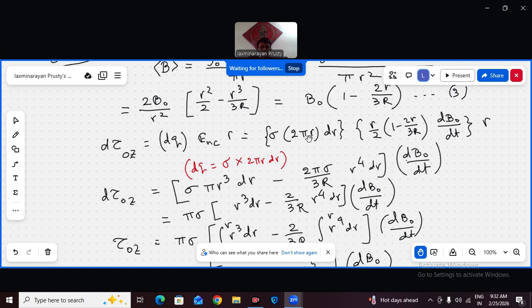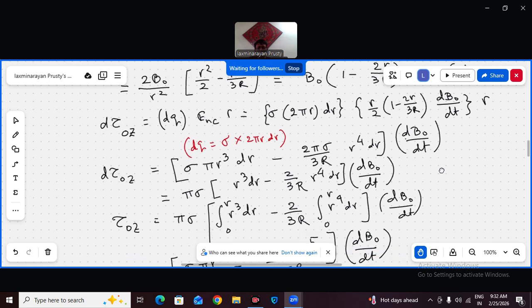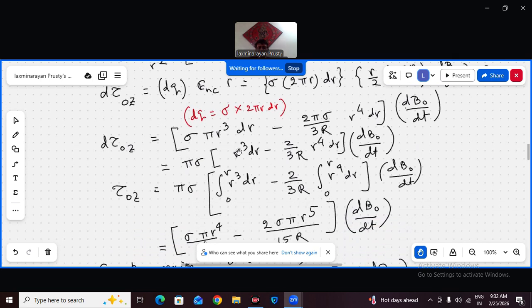sigma into pi r cube dr, then again 2 by 3 pi sigma by capital R fourth into dr, into dB naught by dt. I took that common outside. Then again I take pi sigma common outside. So r cube dr minus 2 by 3R r fourth dr, into dB naught by dt. This is the torque, elemental torque along OZ.